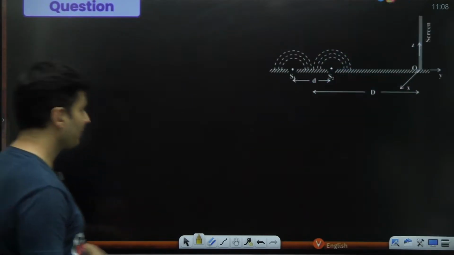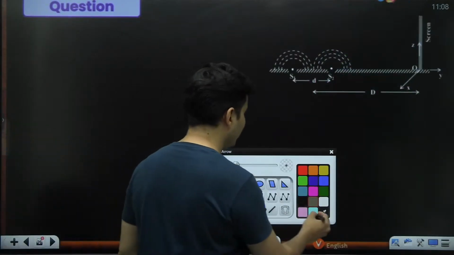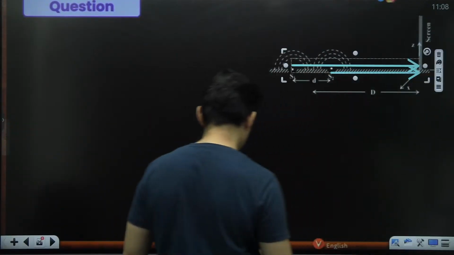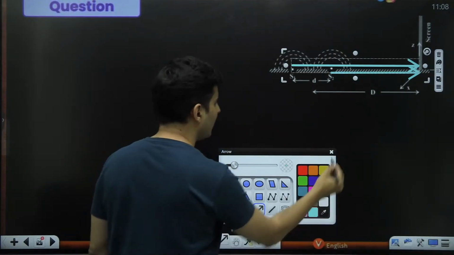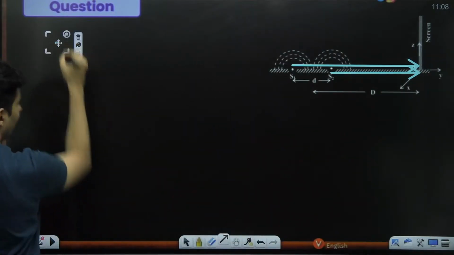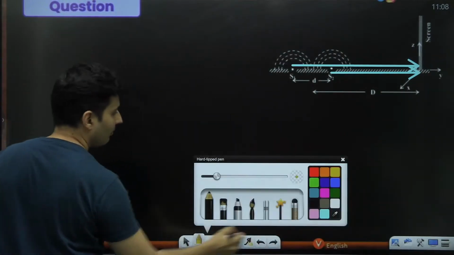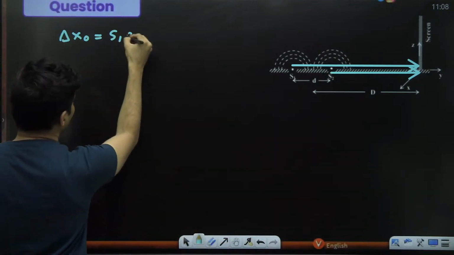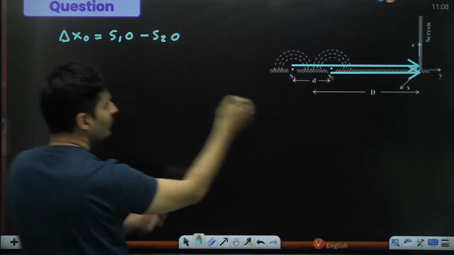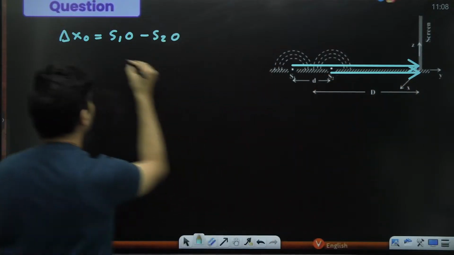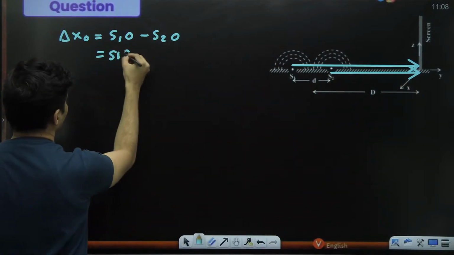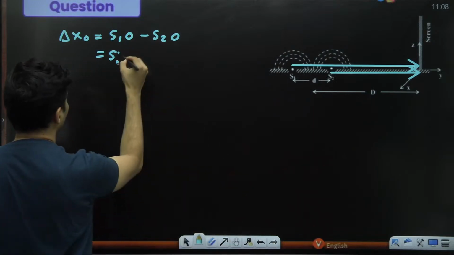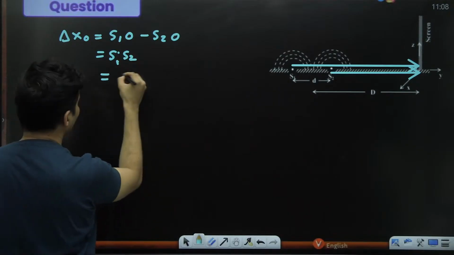Now the last part is, what is at O? If you want to look at what is going to happen at O, just look at these two rays. One ray is here, one ray is here. Both of them will reach here like this, so they will definitely have some path difference. The path difference at O will be S1O minus S2O, which is nothing but S1S2, which is just d.